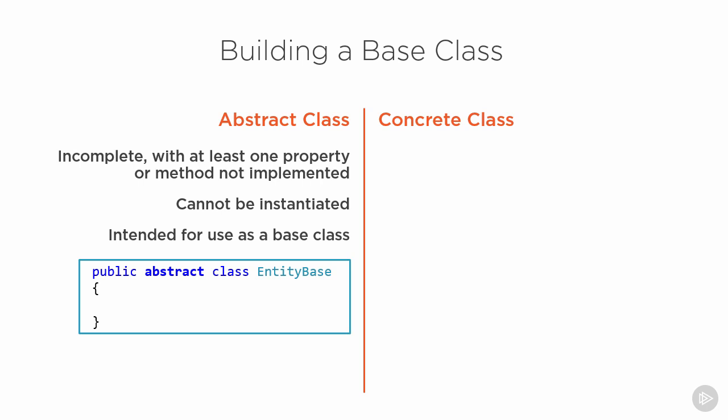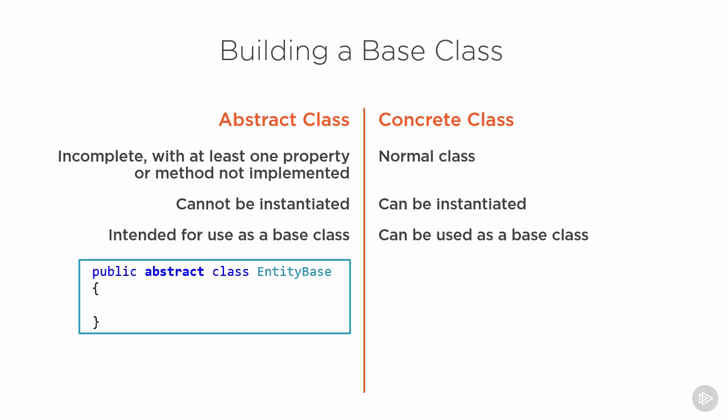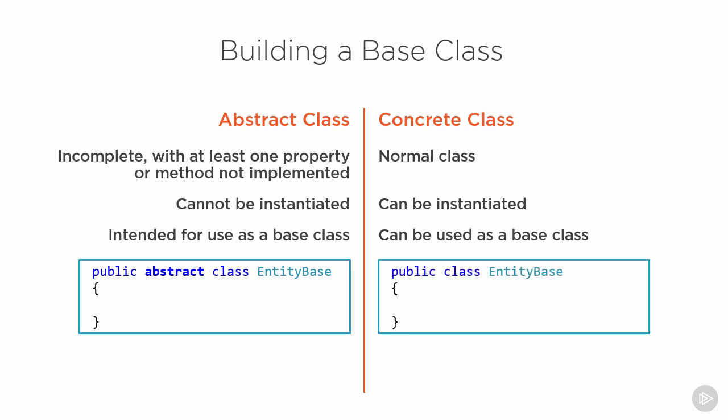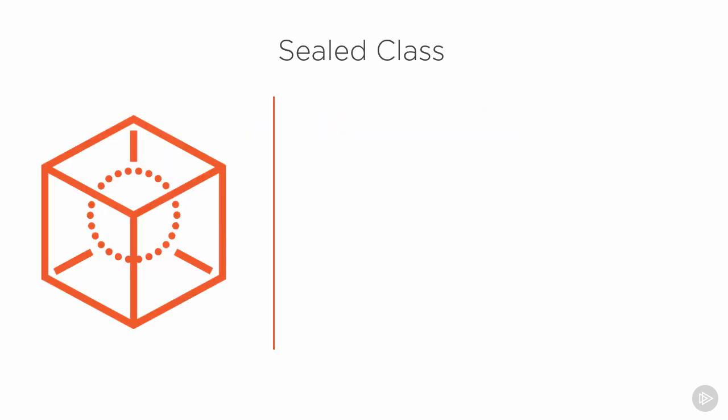A concrete class is a normal class like we've been creating so far in this course. A concrete class can be instantiated. That means we can use the new keyword to create one. A concrete class can be used as a base class or on its own. A concrete class is created by default. No additional keyword is required. Our new entity-based class is only meant to be used as a base class, so we'll build it as an abstract class.